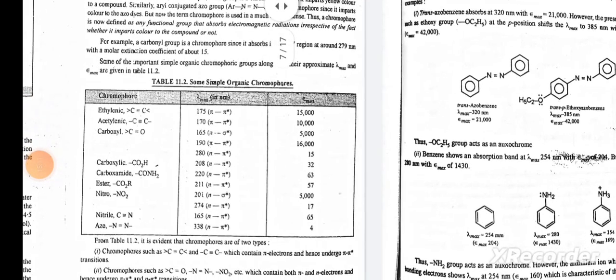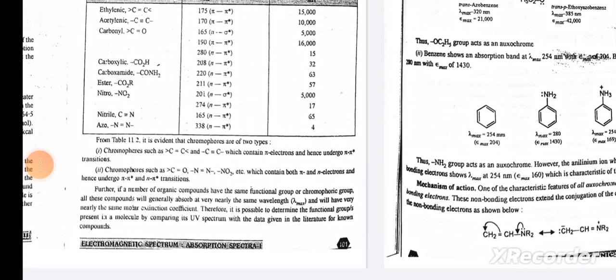For example, a carbonyl group is a chromophore since it absorbs in the UV region at around 279 nm with a molar extinction coefficient of about 15. Some of the important simple organic chromophoric groups along with their approximate absorption values are given in Table 11.2. Some simple organic chromophores, look at them in the table.